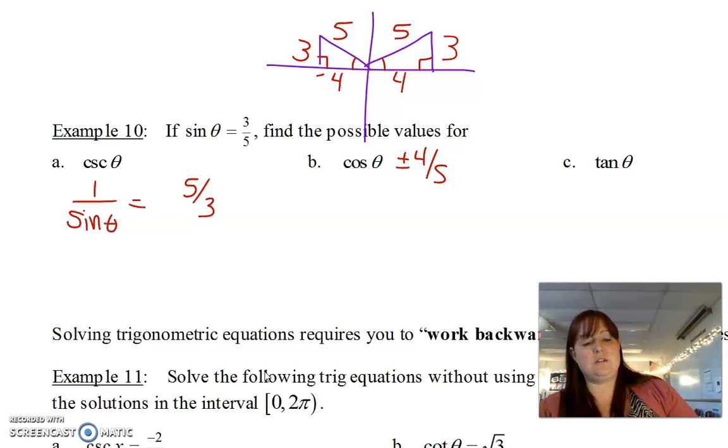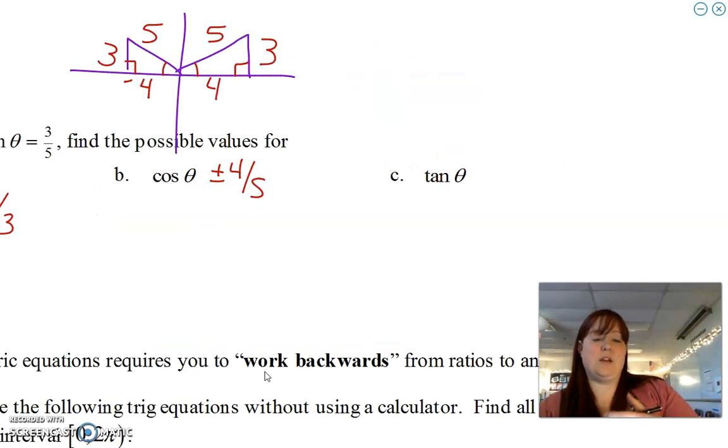Okay, and then tangent. Again, if we went with the right triangle, our tangent would be 3/4. If we went with the left triangle, our tangent would be negative 3/4. So we're just going to do plus or minus 3/4.